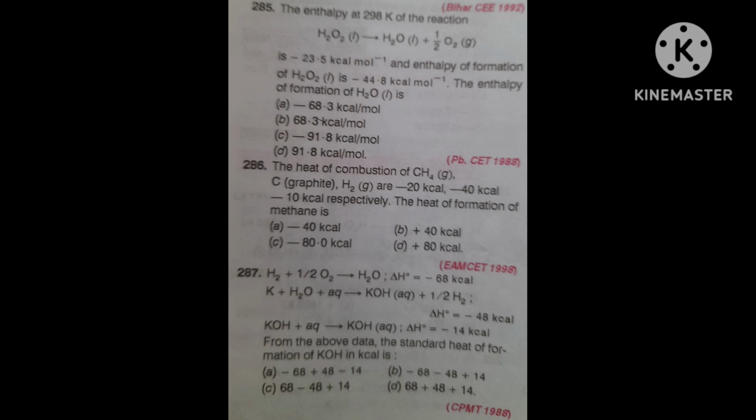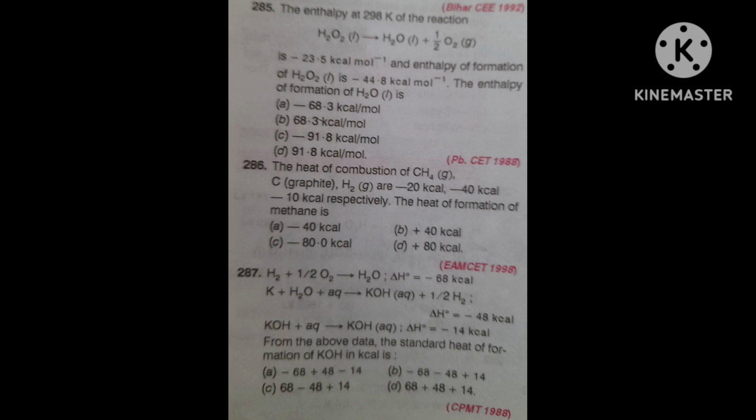Then what is your aim, what do you want? C plus 2H2 gives CH4. By using these 3 equations, you have to adjust them and then you will get the result. How will you get it? Look at equation third. Equation third you multiply by 2, and minus equation 1. Just 2 into equation third minus equation 1, and put the value, you will get the result.